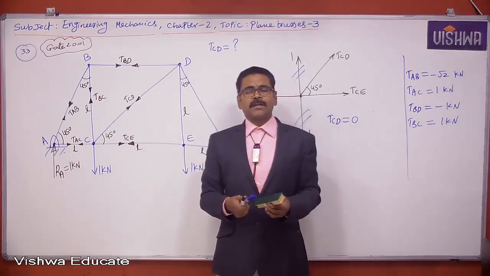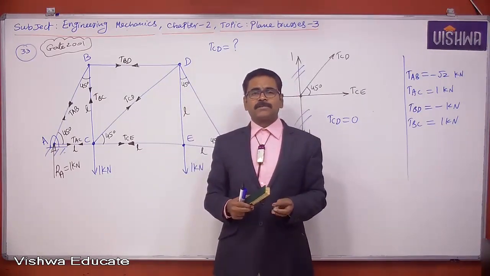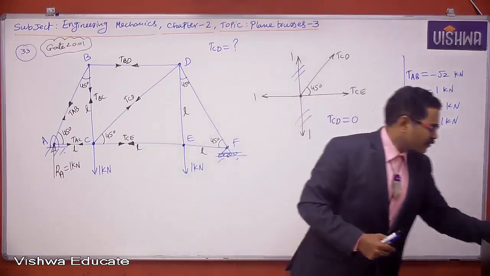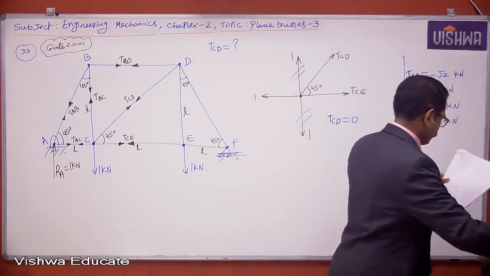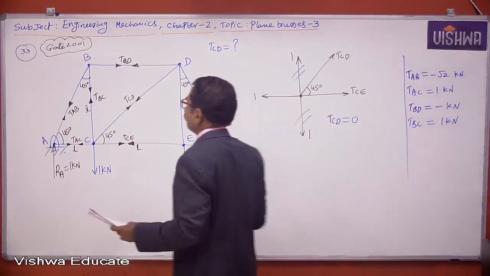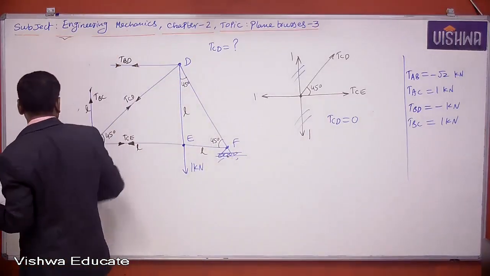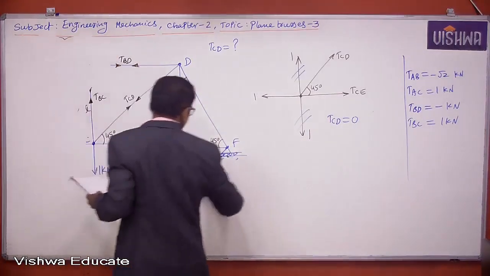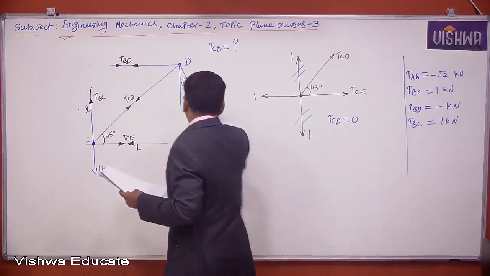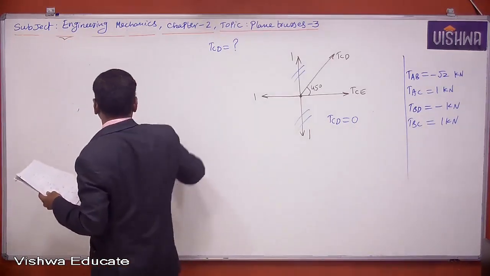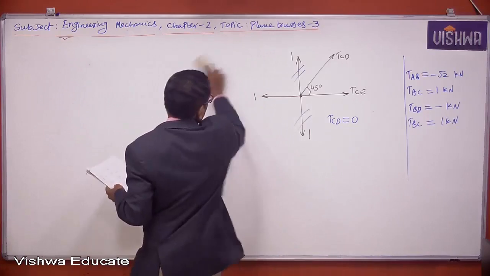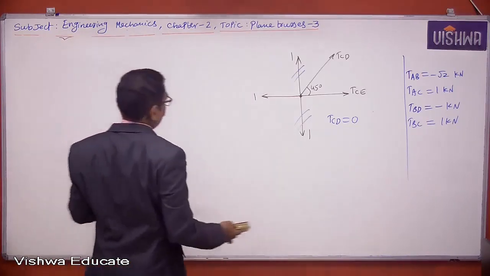That's what I am saying. In most of the GATE problems, the answer could be 0 in trusses. Please copy. So the answer is 0. TCD is 0.